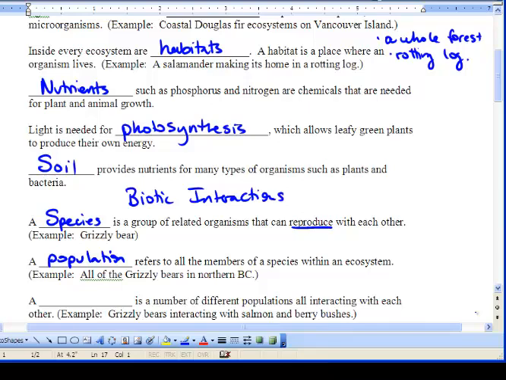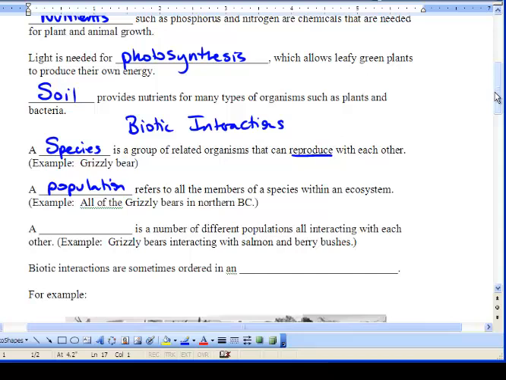That's a specific species. So as we go from one species to multiple species of different animals, they make up a community. And this is a number of different populations of species all interacting with each other. So grizzly bears interact with salmon and berry bushes. Each one of those animals or plants interact with other animals or plants as well.